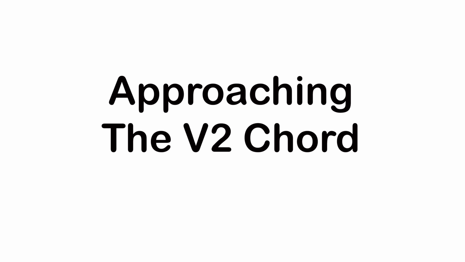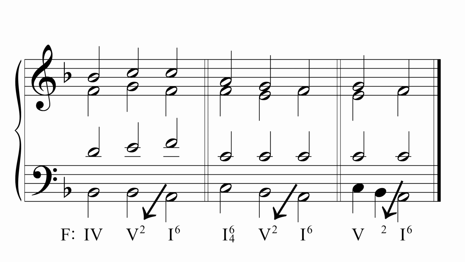Approaching the 5/2 chord. The 5/2 chord is more dissonant than the other inversions. The bass is very prominent, particularly when the interval between the bass and the tenor is large. Usually the bass of the 5/2 chord is approached by a tie or a repeated note, or a step down. Listen to this example.